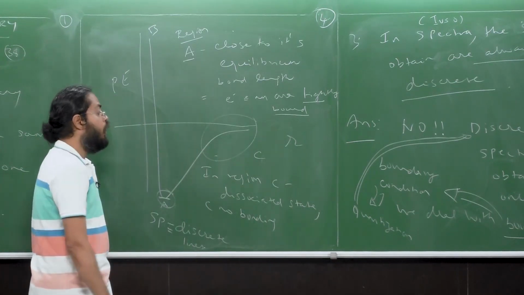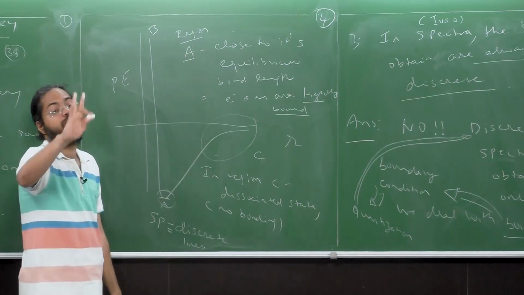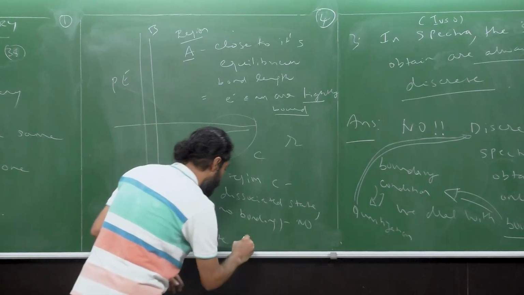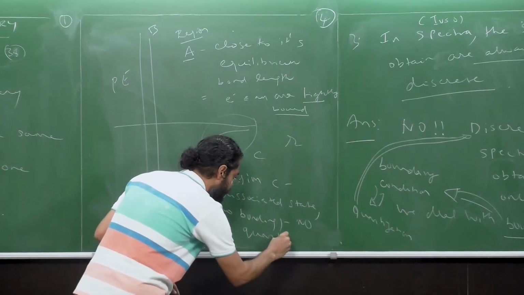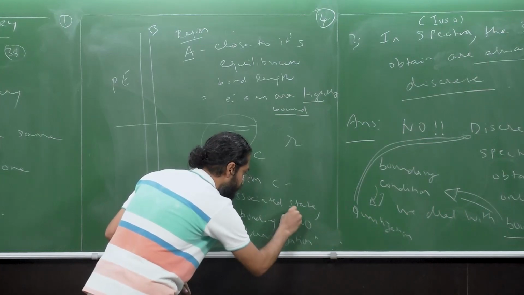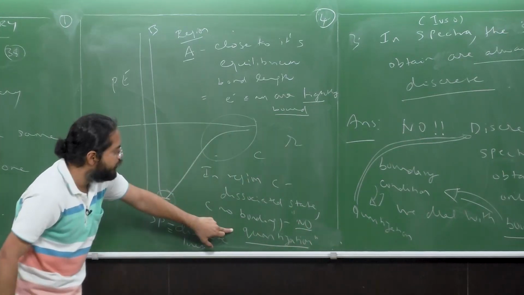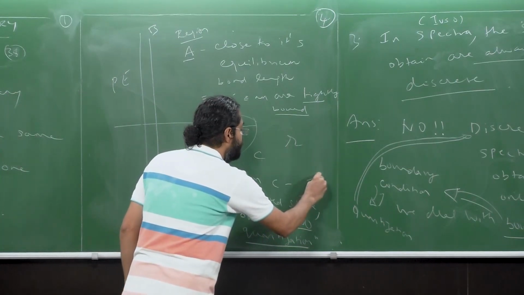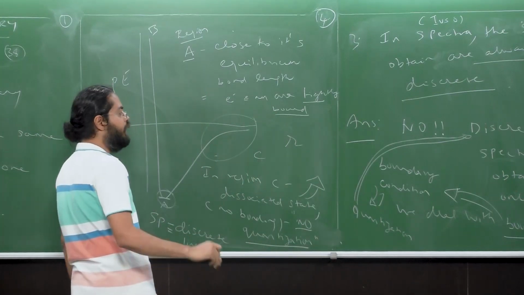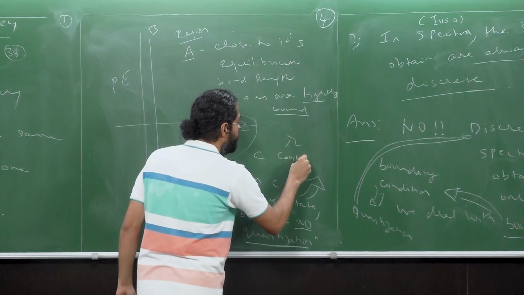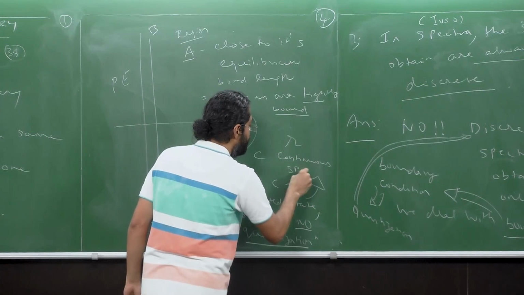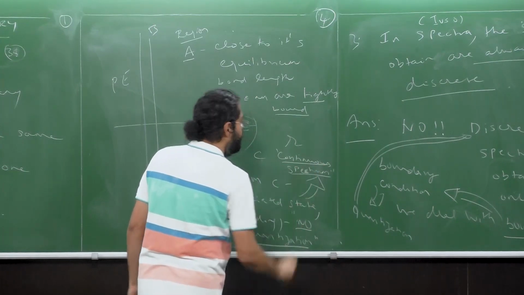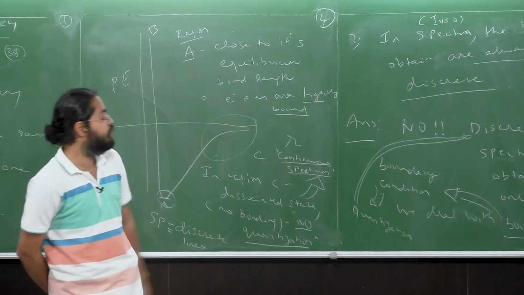There is no bonding, which means herein there is no quantization of energy. Please note this. There is no quantization, and when there is no quantization, you shall not be getting discrete lines. This means in region C you shall be getting a continuous spectrum. Please note this point very clearly. It's exceptionally important, in fact.